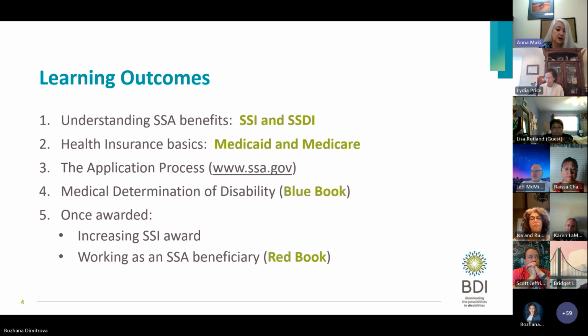And we'll talk about the blue book with Social Security. So Social Security has a blue book that's all things tied to eligibility criteria for that medical determination. And then they have a red book, and the red book is all the rules about if you are a Social Security beneficiary, how do you work and maintain those benefits? So we'll talk about the blue book and the red book rules. So very excited to walk you through this process today.